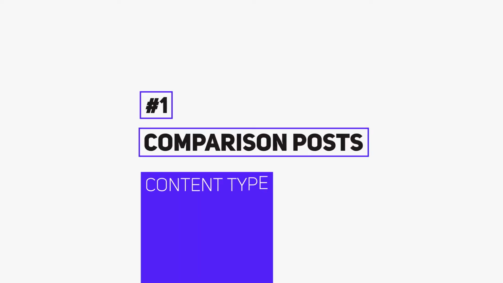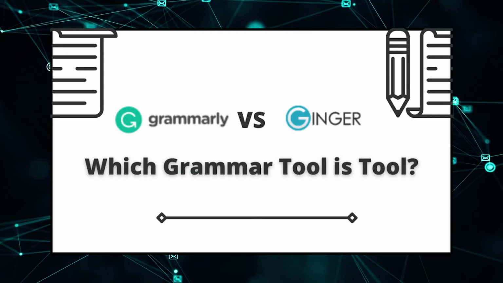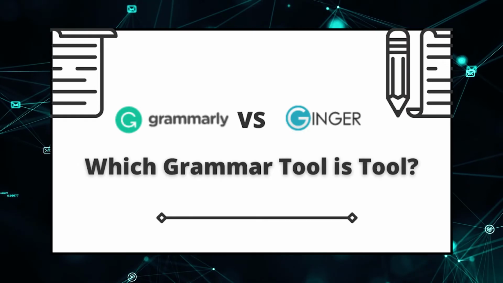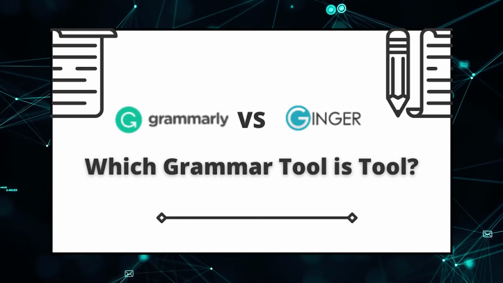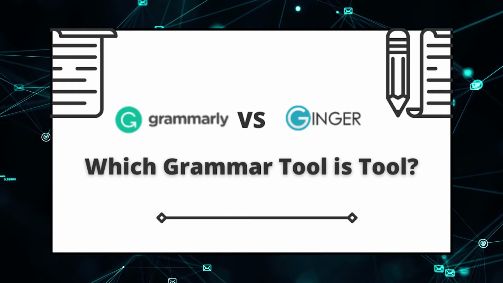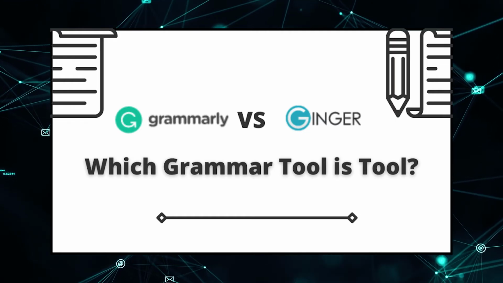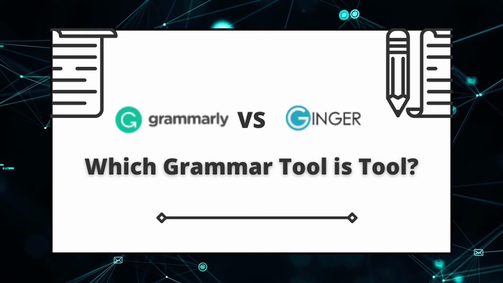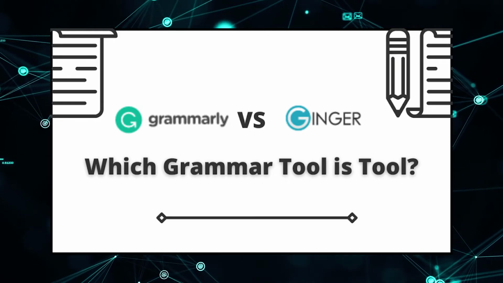Number 1. Comparison posts. Comparison posts are a popular type of content and can be a great way to help your audience make decisions. When creating comparison posts, be sure to do your research and back up your points with data. Use a lot of bullets and images to make it easy for your readers to scan and compare the different options.